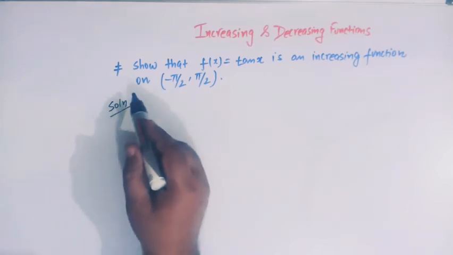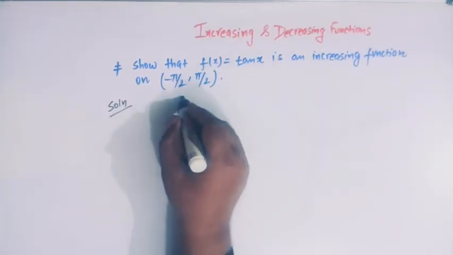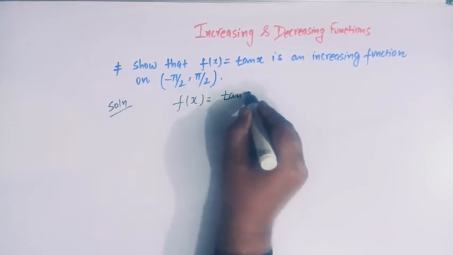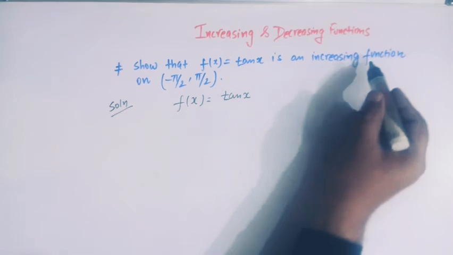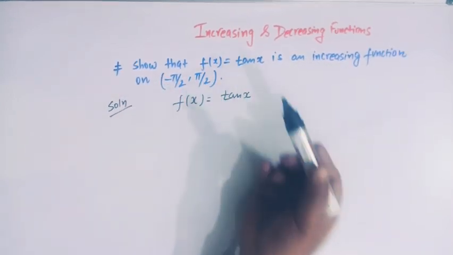Now let us take a very interesting problem. Here we have to show that the function f of x equal to tangent of x, that is tan x, is an increasing function on minus pi by 2 to pi by 2.